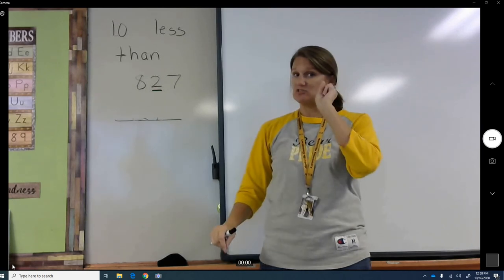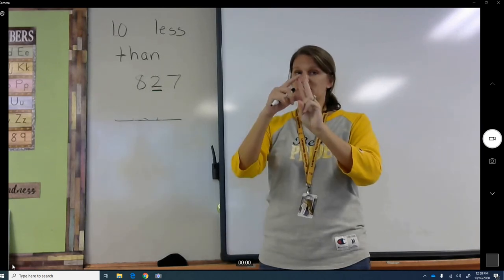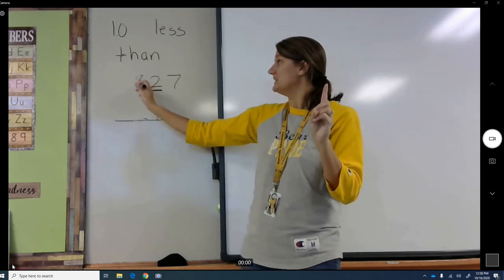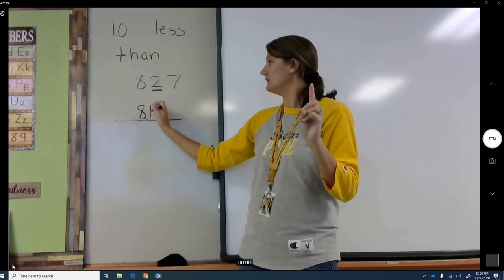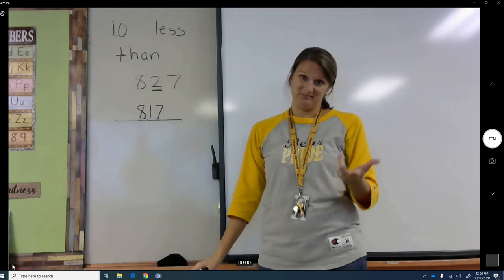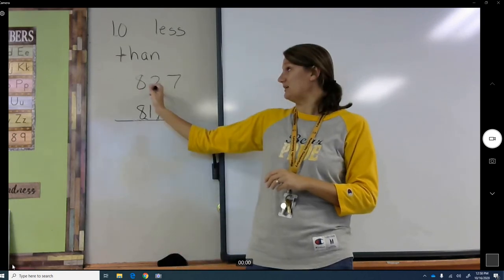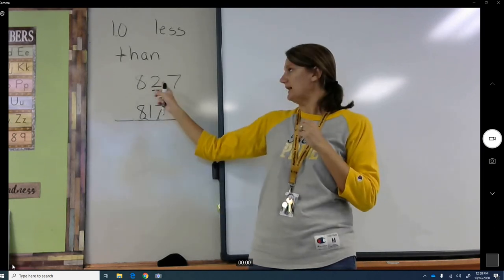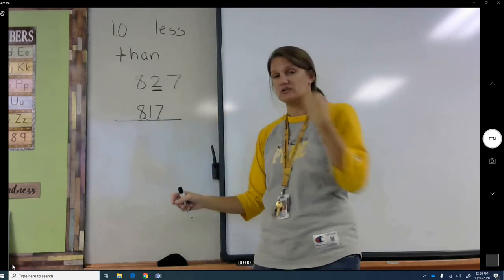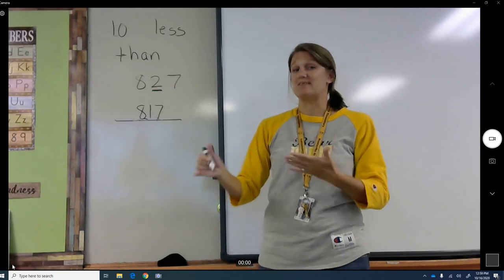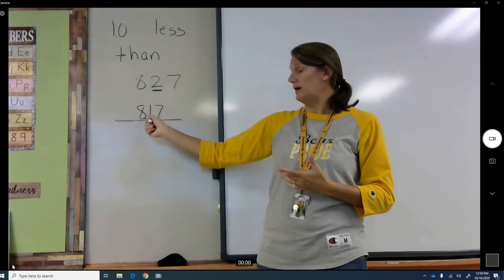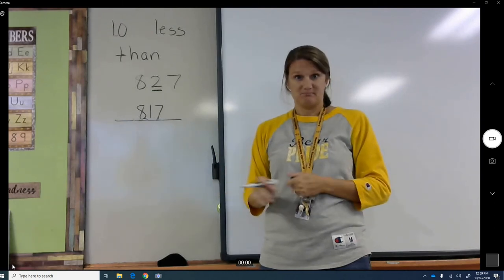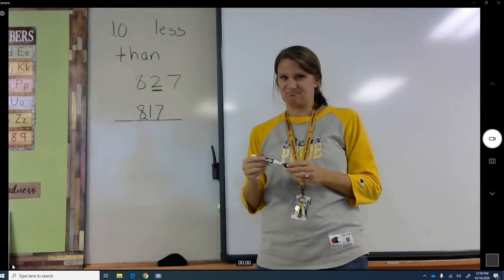So he used to have 2 10s. Less means take one away. He's only going to have 1 10. 817. Because 10 less means take away one of the 10s. Just like if I got there and I grabbed one of the 10 sticks. It wouldn't have 827 if I took a stick. It'd have 817. Because you have 1 less 10. See? 10 less. This isn't so bad, is it?